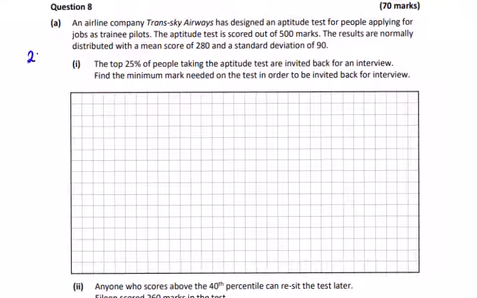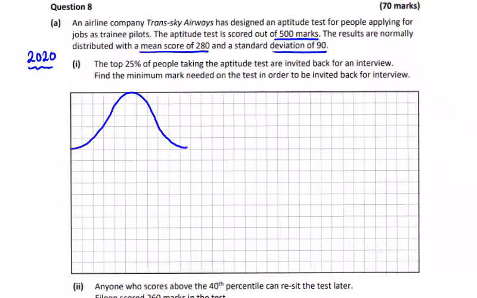Question 8 in 2020. A company has designed an aptitude test for people applying for jobs. The aptitude test is scored out of 500 and the results are normally distributed with a mean of 280, standard deviation 90. If I do a sketch of a normal distribution, what's happening here? Here's my mean of 280 and I have a standard deviation of 90.